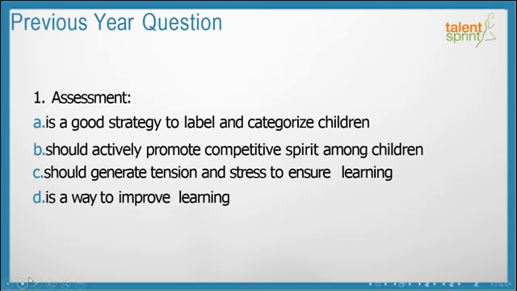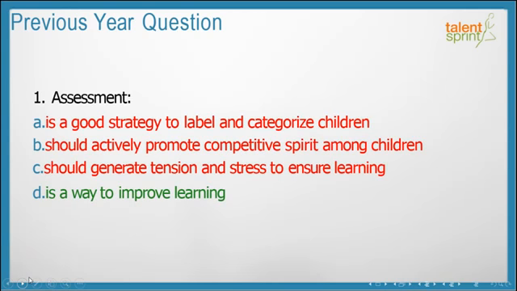Obviously D is the answer, but let's see what is option D. Option D says is a way to improve learning. Perfect. Because assessment, we are assessing students' performance by which we can help them to improve the learning. Perfect. So the correct answer is option D. I think 95% of the students have answered it option D. That's great start. All of you are on the path. All of you are getting it right.